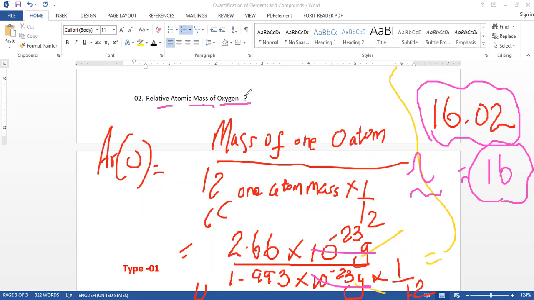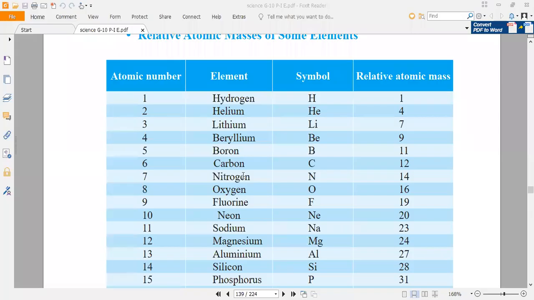Do you remember this is equal to the mass number of oxygen? Mass number of oxygen is also 16, no. 8 proton, 8 neutron. Do you remember that? Look here in your book. Oxygen. Here how much? They have put 16.